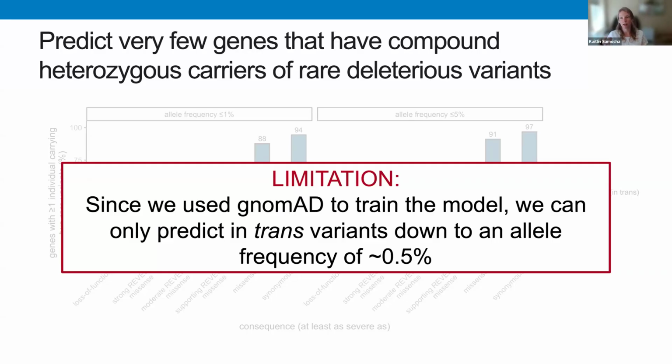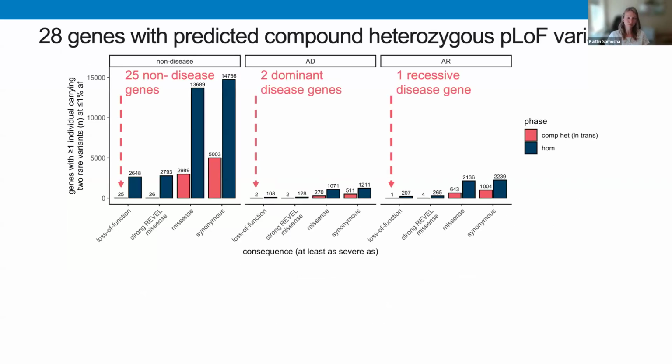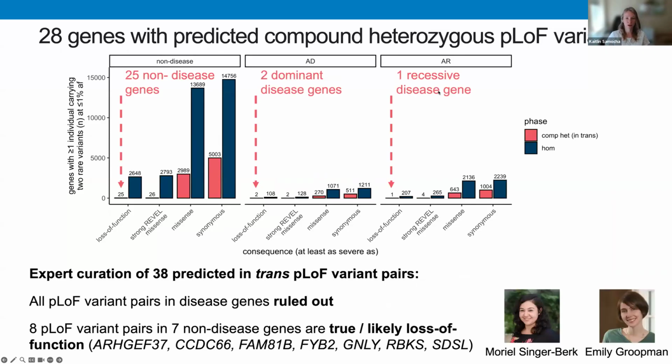but what we saw actually in that other paper from UK Biobank, there's not that many compound heterozygous variants in constrained genes floating around either. But it's useful to look into and to quantify. So we did have 28 genes with predicted compound heterozygous loss of function variants in our data set. And we did a little bit of curation here of all of these. So 25 of those were non-disease genes, 2 were dominant disease genes, and 1 was recessive.